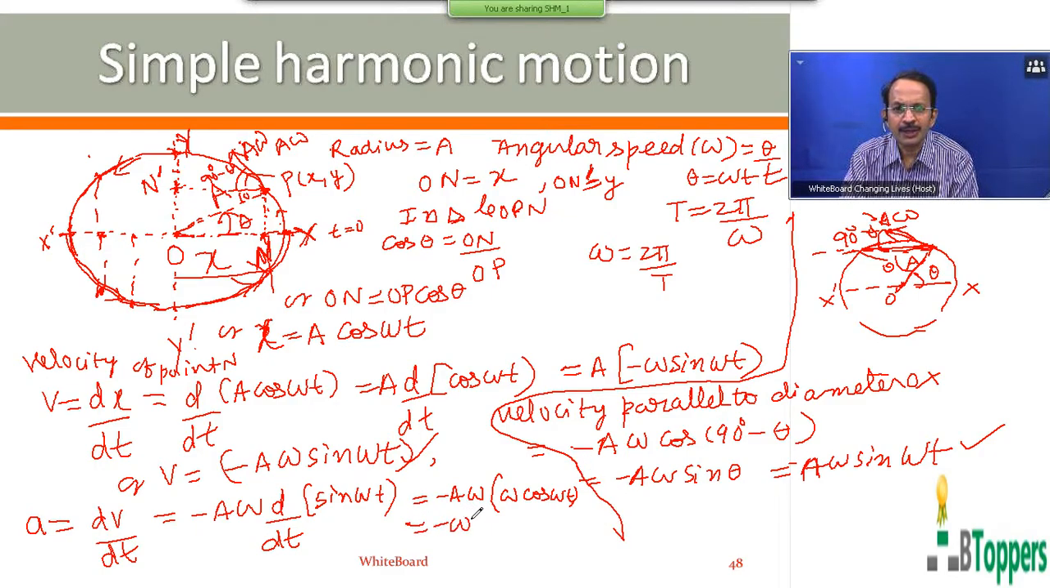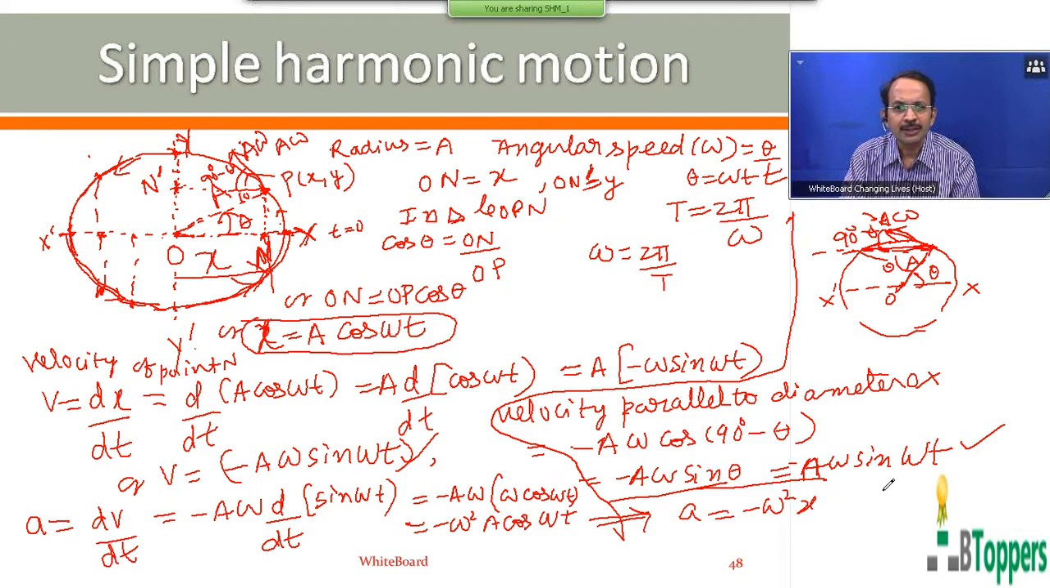So you can write minus omega square into a cos omega t. The starting equation we have written is x equal to a cos omega t. So that is the instantaneous acceleration of the point N. From this step, you can write a equal to minus omega square into x. That means the instantaneous acceleration of the point N is proportional to the displacement x of the point N from the center of oscillation O, but acts opposite to the displacement x from the center of oscillation O.